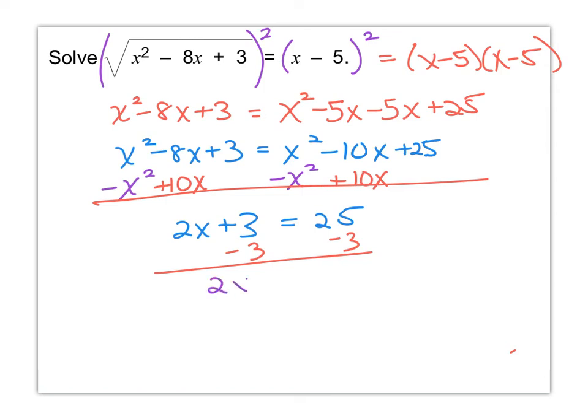Now we can subtract 3 from both sides and get 2x is equal to 22. Now we can divide both sides by 2 and get our final answer of x is equal to 11. We do need to check to make sure that this works in the original equation.